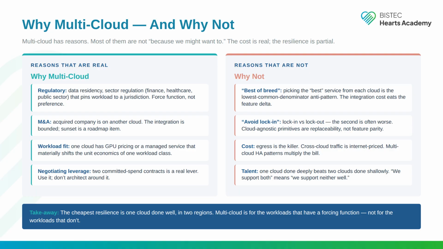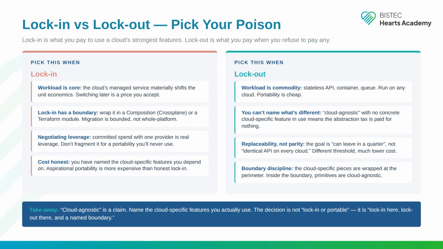Talent. One cloud done deeply beats two clouds done shallowly. We support both means we support neither well. The takeaway. The cheapest resilience is one cloud done well in two regions. Multi-cloud is for the workloads that have a forcing function, not for the workloads that do not. Lock-in is what you pay to use a cloud's strongest features. Lockout is what you pay when you refuse to pay any.